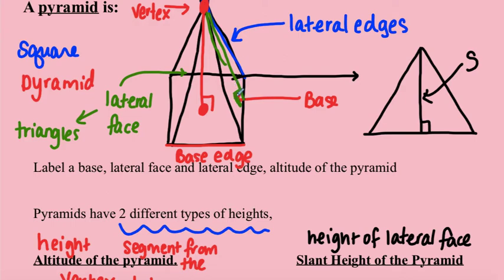The slant height. Now, we're going to talk more about those tomorrow, but I want you to make sure that you understand these different names for the parts of pyramids and really try to get an understanding of the difference between the altitude of the pyramid, so the height of the pyramid, and then the slant height of the pyramid. Because when we do area and volume, those are going to be important.